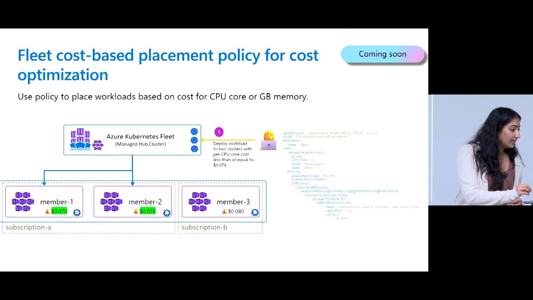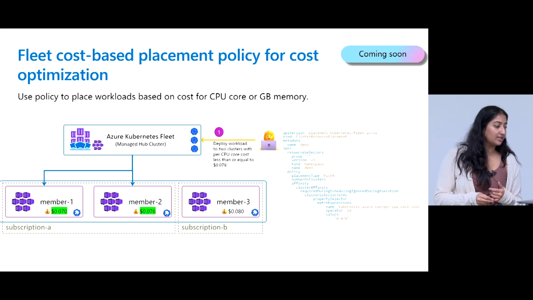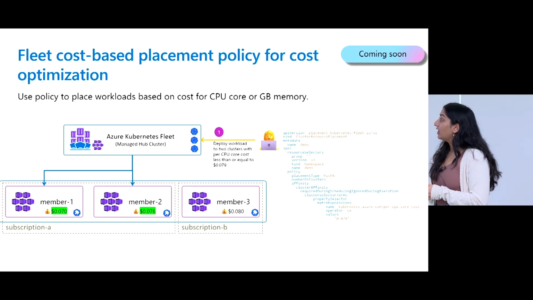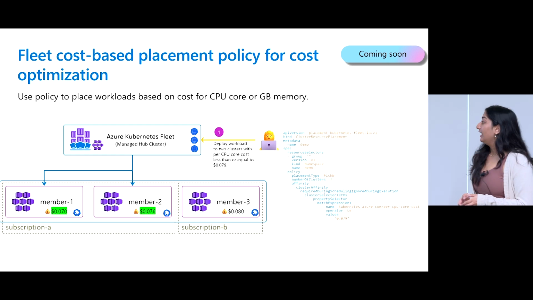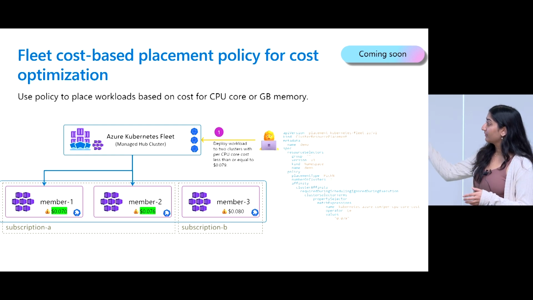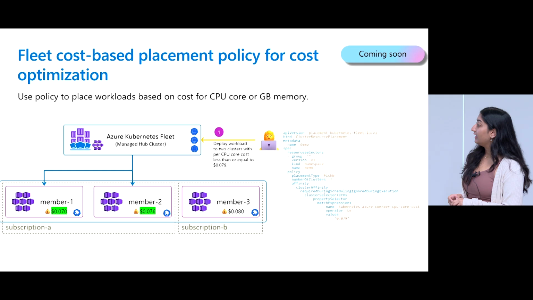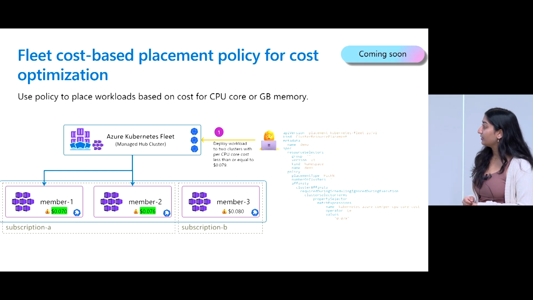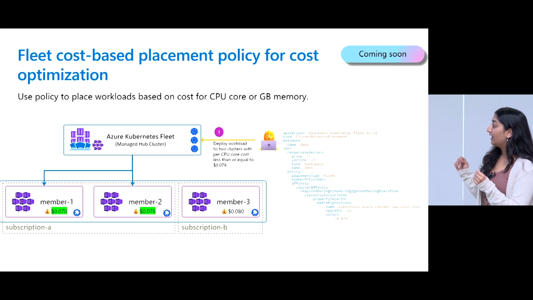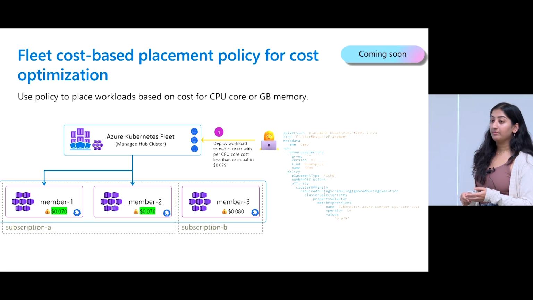And lastly, we can use fleet cost-based placement policy for cost optimization. And through just this cluster resource placement right here, you can use a pick-N strategy. And with the number of clusters, which is what we provided as 2, you can select based on cost where you want your workload placement to be. So we're going to use the policy to place workloads based on cost for CPU core or amount of memory.